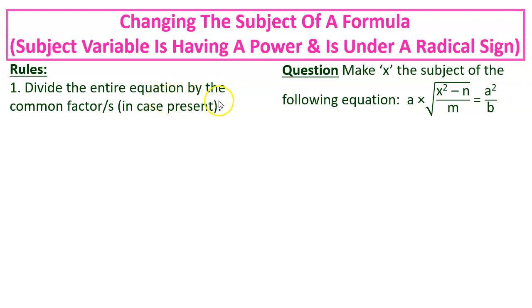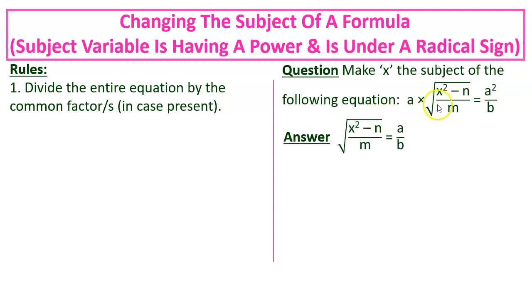Okay. So in this case, we are seeing E is the common factor which is existing on the left hand side and the right hand side. So we can divide this entire equation by E. So we do that, and after dividing, the left hand side becomes square root of x to the power of 2 minus n over m equal to right hand side is a over b.